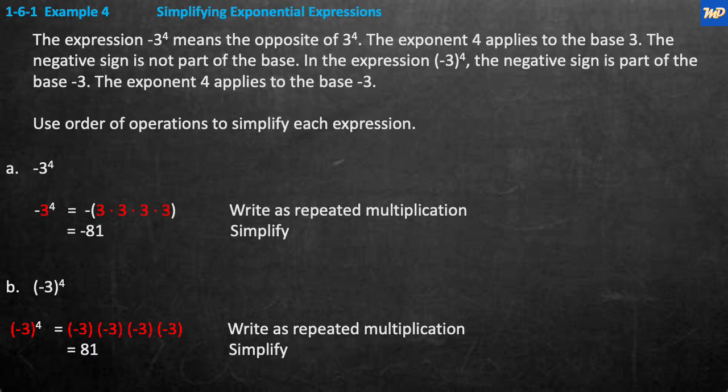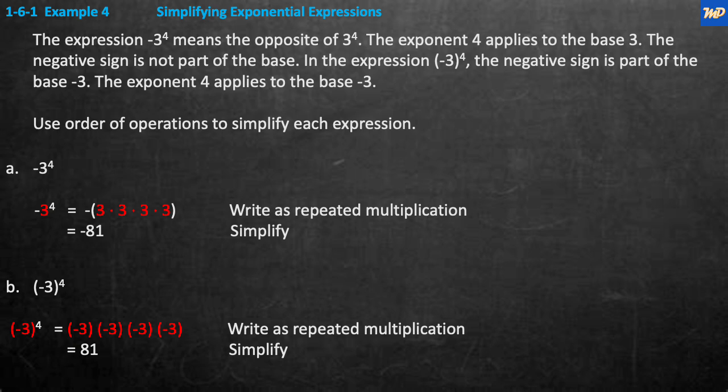Okay, example 4, simplifying exponential expressions. The expression negative 3 to the fourth power means the opposite of 3 to the fourth power. The exponent 4 applies to the base 3. The negative sign is not part of the base. In the expression, the quantity negative 3, open parens, negative 3, close parens, to the fourth power, the negative sign is part of the base. Negative 3 is the base.